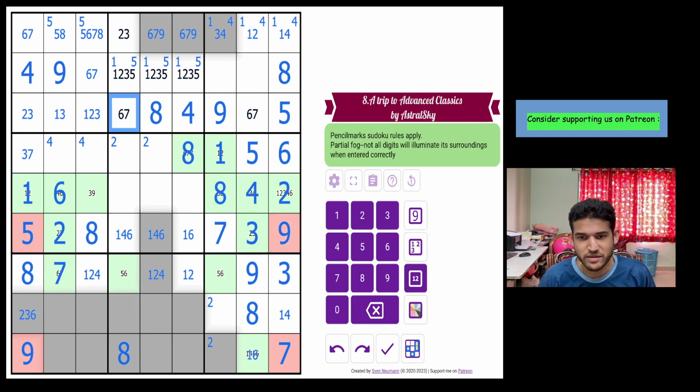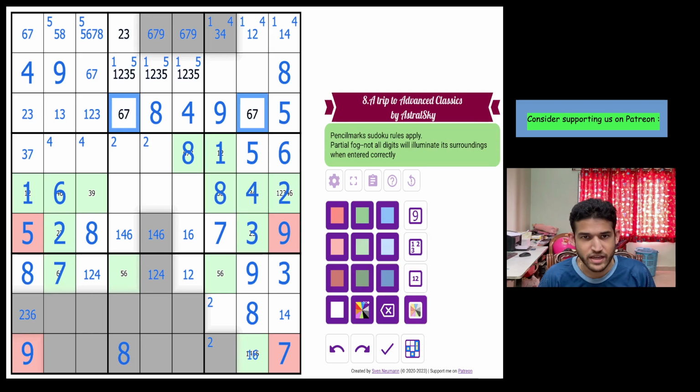Beautiful one. So let me highlight these cells, yellow, and look at these cells. Let me highlight them yellow as well. 6 in row 3 goes into one of these 2 cells. And 6 in row 7 goes into one of these 2 cells.